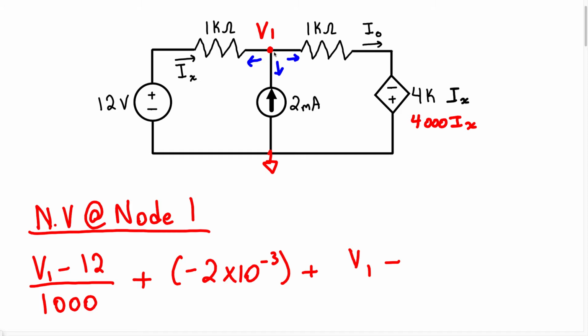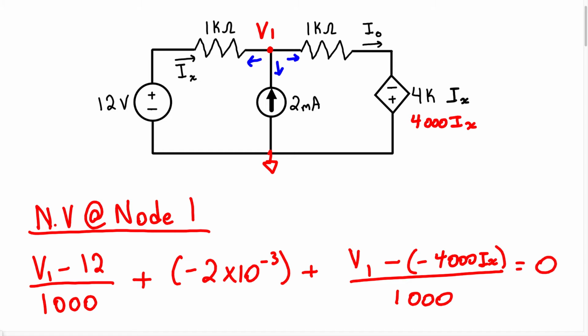So this is a dependent source, but it is a current dependent voltage source, right? So we're going to have V1, which is the voltage at node 1, minus this current dependent voltage source. But notice, if the current is flowing in this direction, look at the polarity of this voltage. The polarity of this voltage source is going to be from negative to positive, which means we're going to treat it as a negative voltage. So we're going to have the difference, which is V1 minus, and we're going to treat this as a negative voltage. So we have negative 4000 IX. All of this over this resistor here, that's going to give us that current. And all of this is going to equal 0.